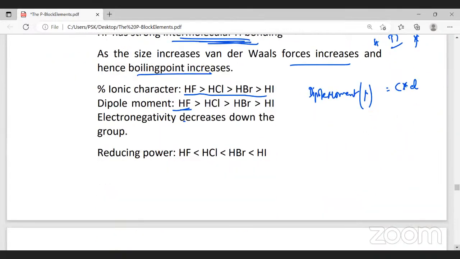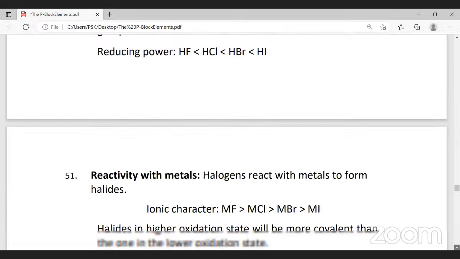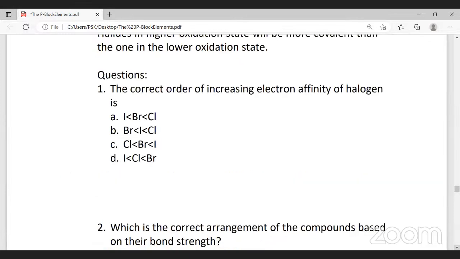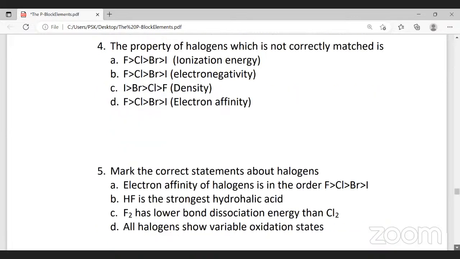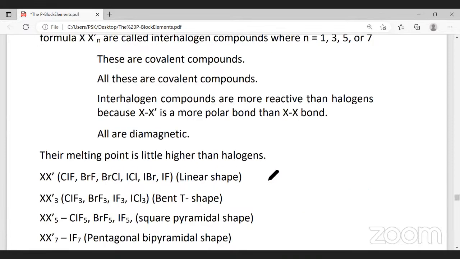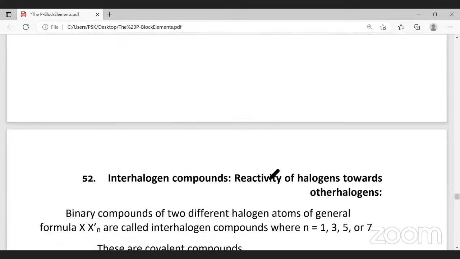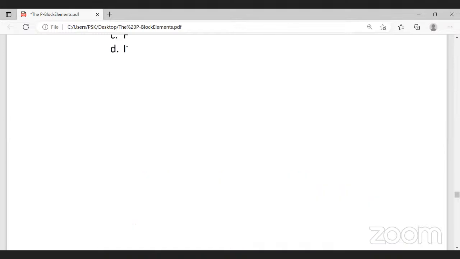All this we have learned. Maybe we'll go through some questions. Maybe on Friday we'll finish off this chapter. Interhalogen compounds also we have. Almost all of halogens we have finished. Now we have to learn interhalogen compounds and their chemical properties. We will learn interhalogen compounds next week, in the next class, and then we'll continue with some of the questions.